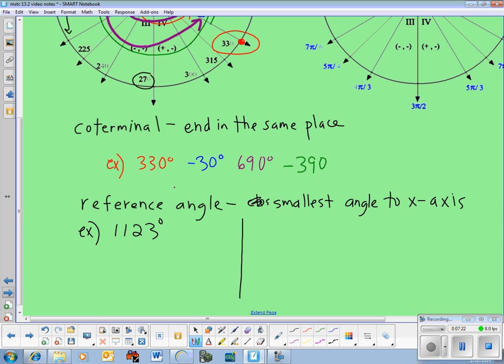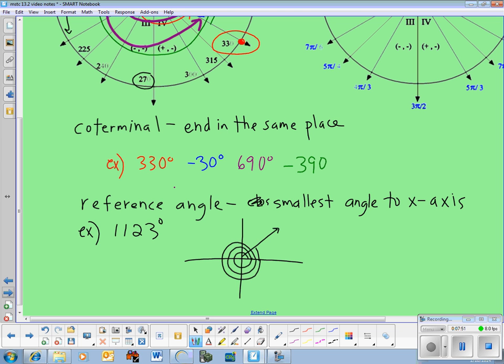1123 degrees. This is going to involve multiple spins around the circle, right? We've got 360, still spinning, 720, plus another 360 would be 1080. You hear that in snowboarding. They did a 1080, and they spun around 3 times. So if I go 1080 to get up to 1123, I believe that's 43 more degrees.